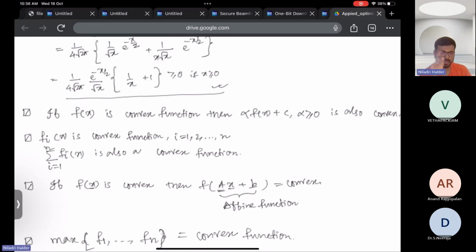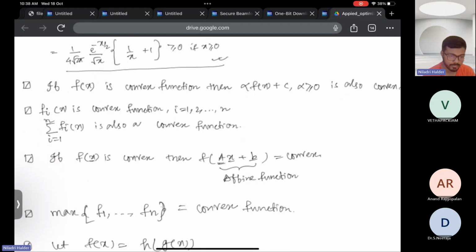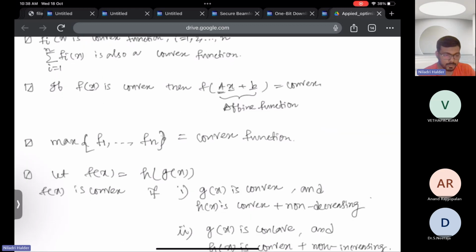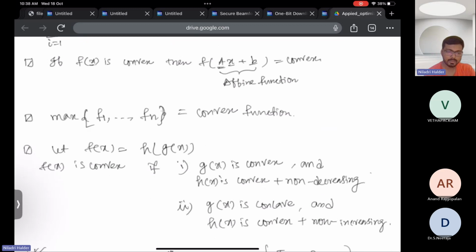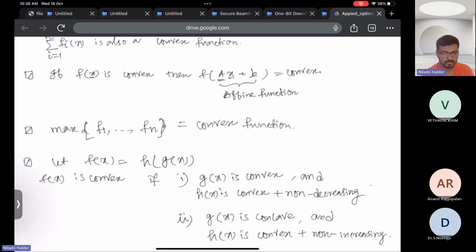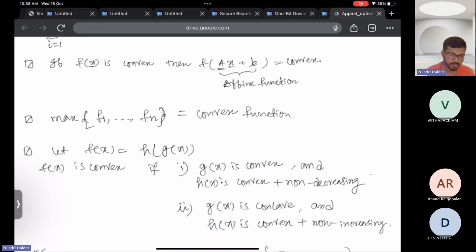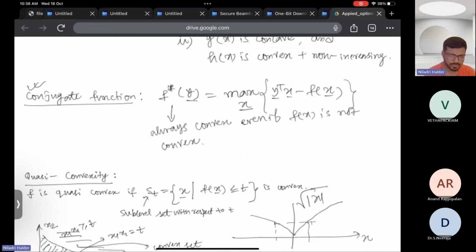Yeah, then a positive linear combination will be a convex function, because alpha f(x), if alpha is greater than or equal to 0, will also be a convex function. So then if f(x) is a convex function, then f(ax + b), where ax + b is an affine function, is also a convex function. So that is all the properties.